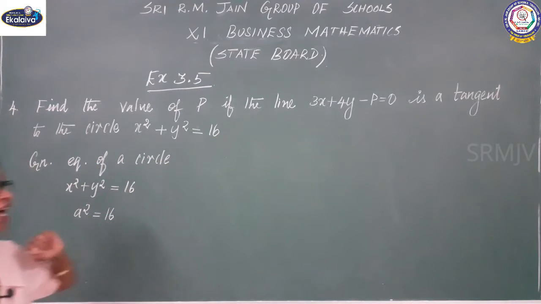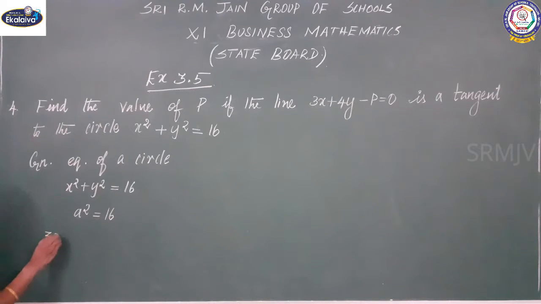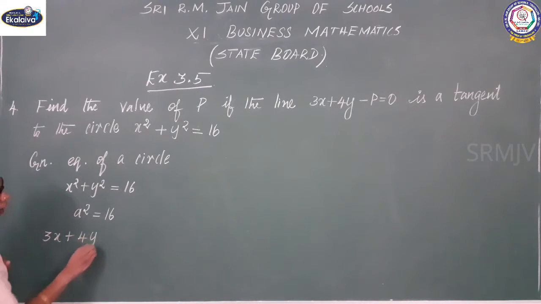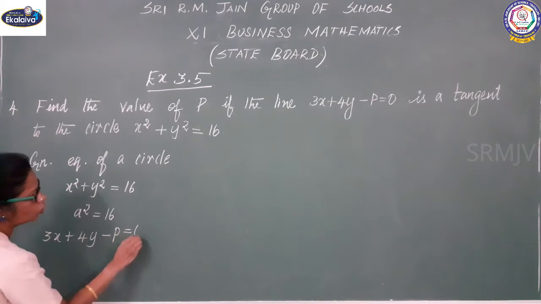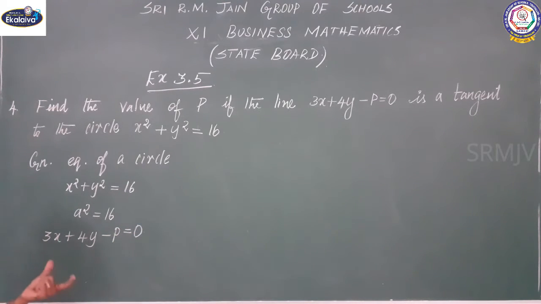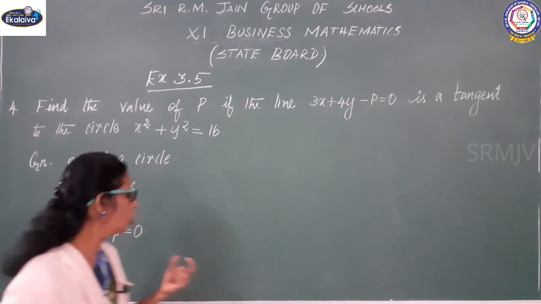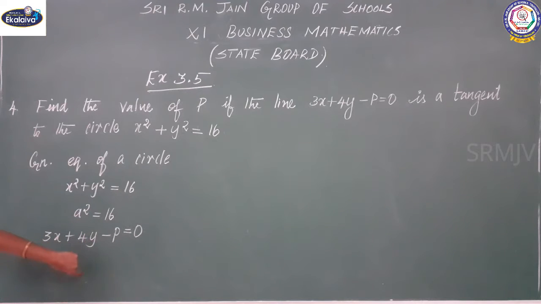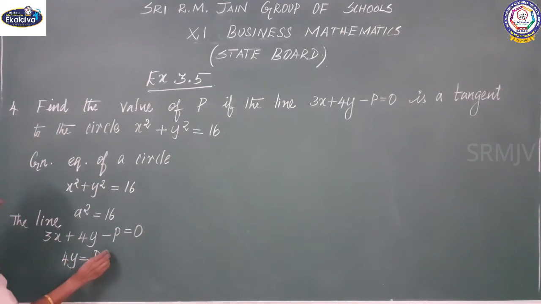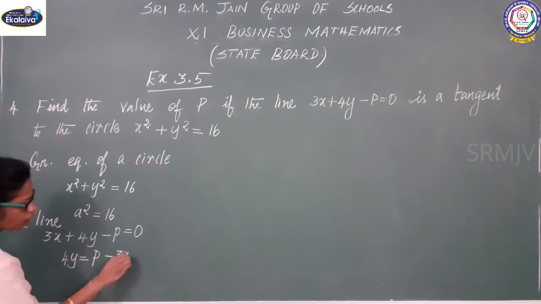Now you come to the line equation. What is it? 3x plus 4y minus p equal to 0. What is the line? y is equal to mx plus c. So you keep the y variable alone on the left side. The rest of the thing carry over to the right. The line 3x plus 4y minus p is equal to 0. 4y equal to p minus 3x.